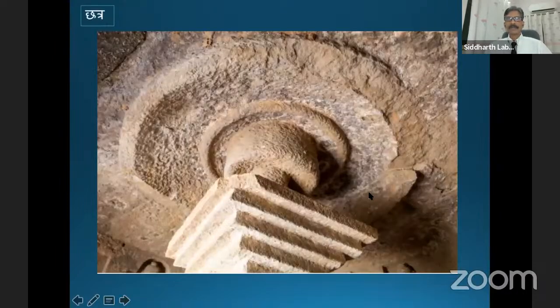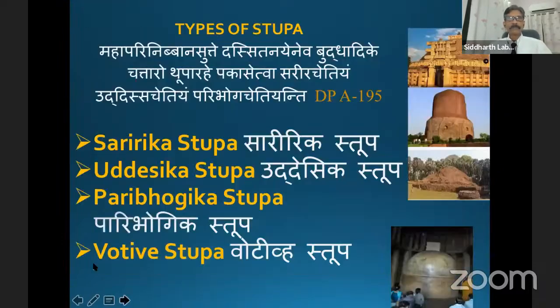Okay, here the chhatra is stuck to the roof. So that I was telling you. In the earlier case, it was a wooden chhatra. Okay, so type of stupa. In Dhammapad Athakatha 195, the stupa and type of stupa are explained here.